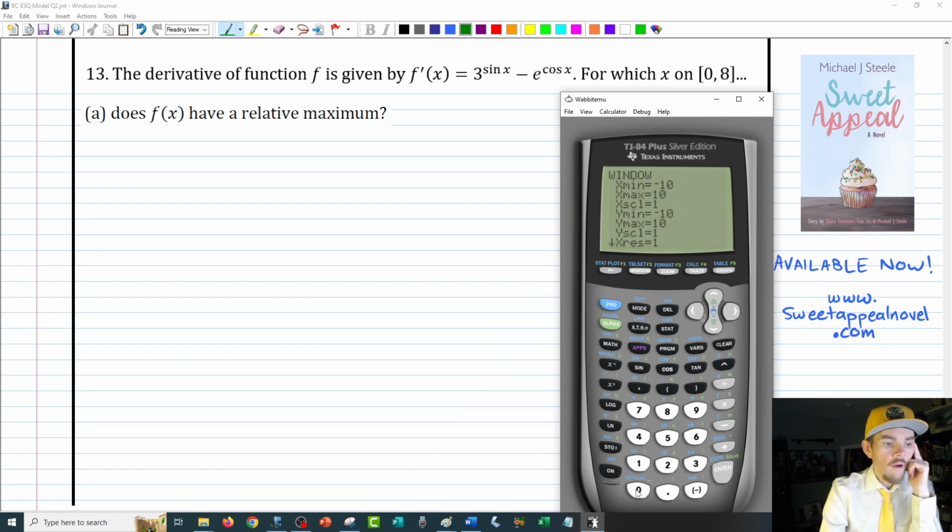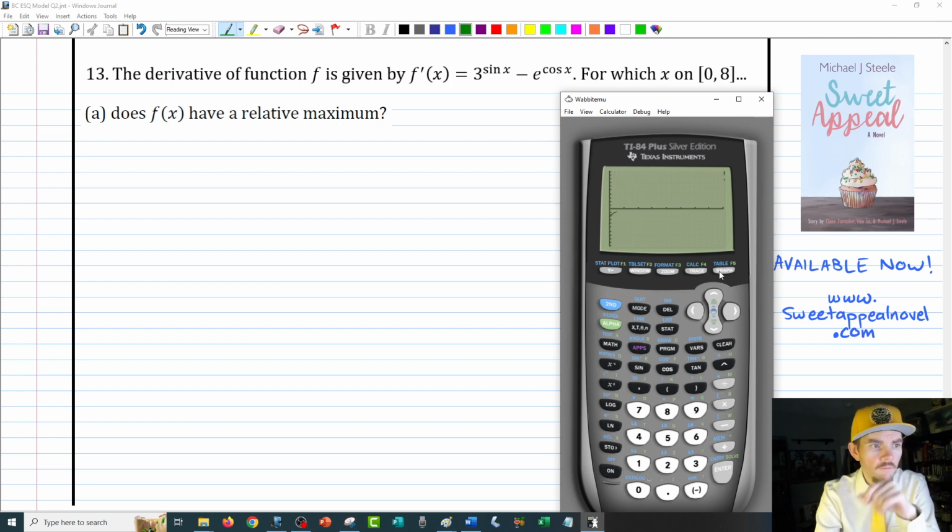And then for our window, I'm going to go from 0 to 8. I want to make sure that I see the correct region. Other than that, I'm not sure what the values will be. So I'm just going to go from -10 to 10, and I'll hit graph. So we can see it going up there for a second. We can see it coming back down again. It's gone through the x-axis. Then it's going up again. Okay, so there we go.